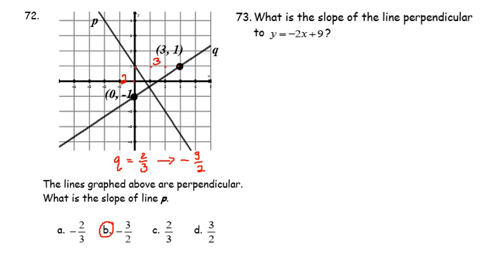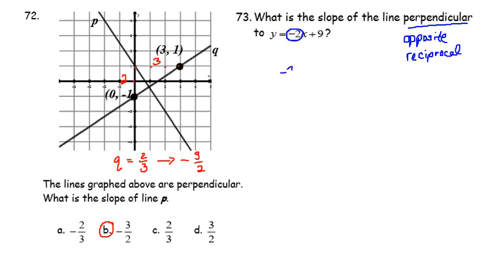Number 73. What is the slope of a line perpendicular to y equals negative 2x plus 9? Well, let's look at our slope here. It's negative 2. Perpendicular means opposite reciprocal. Very important for you to know. Opposite reciprocal.